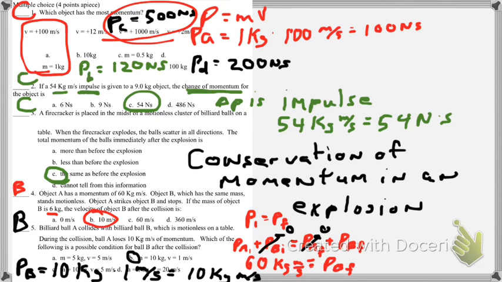For billiard ball A, one billiard ball is motionless on the table. During the collision, ball A loses 10 kilogram meters per second of momentum. Where does that 10 kilogram meters per second need to go? It needs to go into object B. And the only option here for a resultant mass and velocity of object B is for it to be 10 kilograms and 1 meter per second, because that's the only one that'll give us 10 kilogram meters per second.